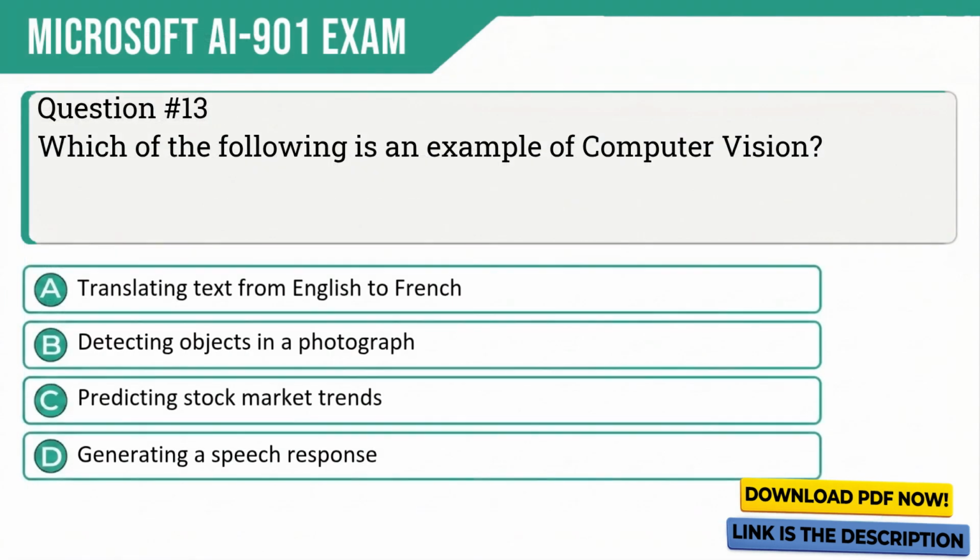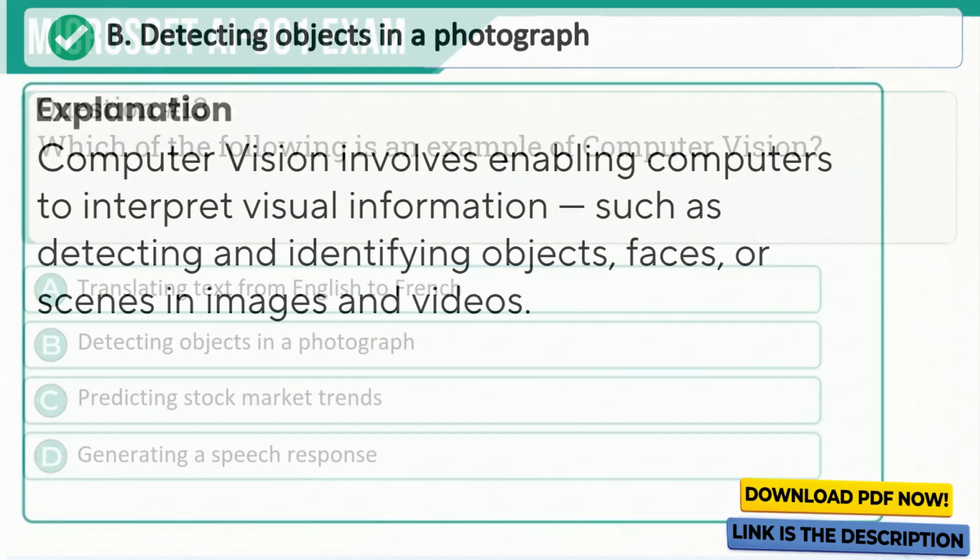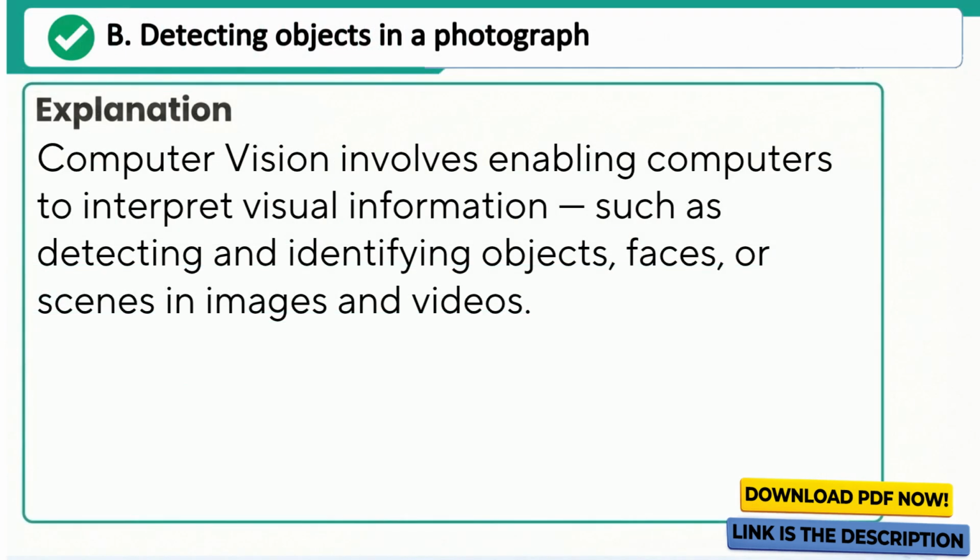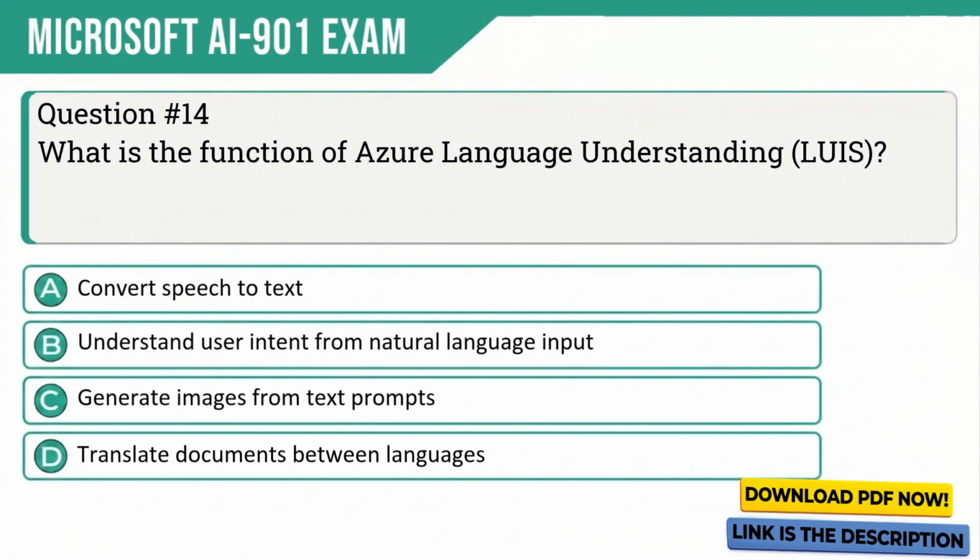Question number 13. Which of the following is an example of computer vision? A. Translating text from English to French. B. Detecting objects in a photograph. C. Predicting stock market trends. D. Generating a speech response. Correct answer, B. Detecting objects in a photograph. Explanation. Computer vision involves enabling computers to interpret visual information, such as detecting and identifying objects, faces, or scenes in images and videos.